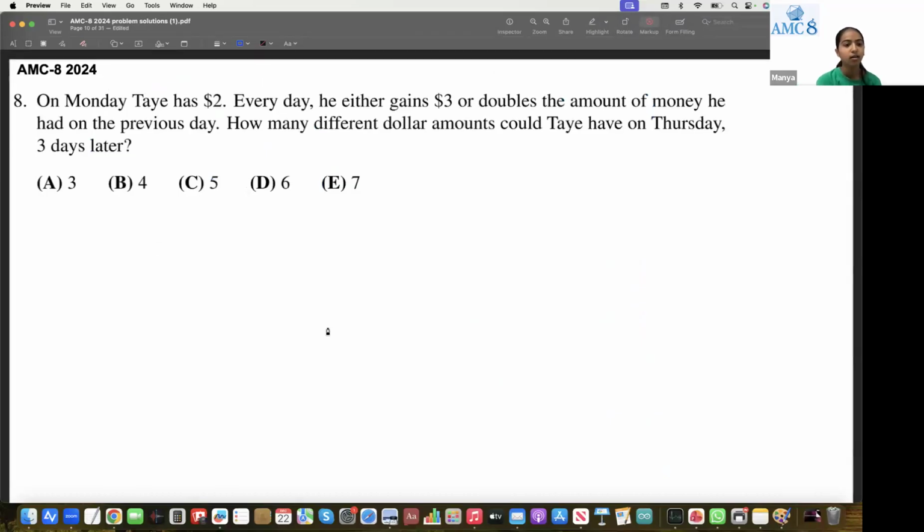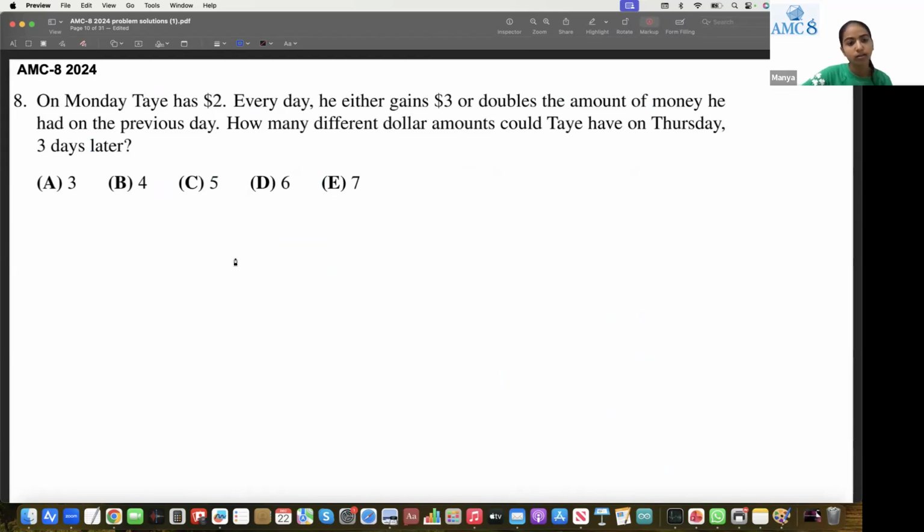Problem number 8. On Monday, Ty has $2. Every day he either gains $3 or doubles the amount of money he had on the previous day. How many different dollar amounts could Ty have on Thursday, 3 days later?